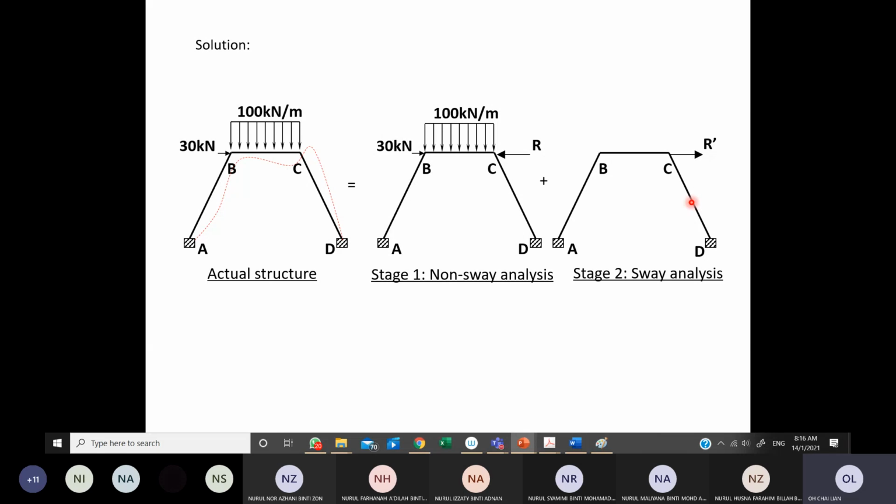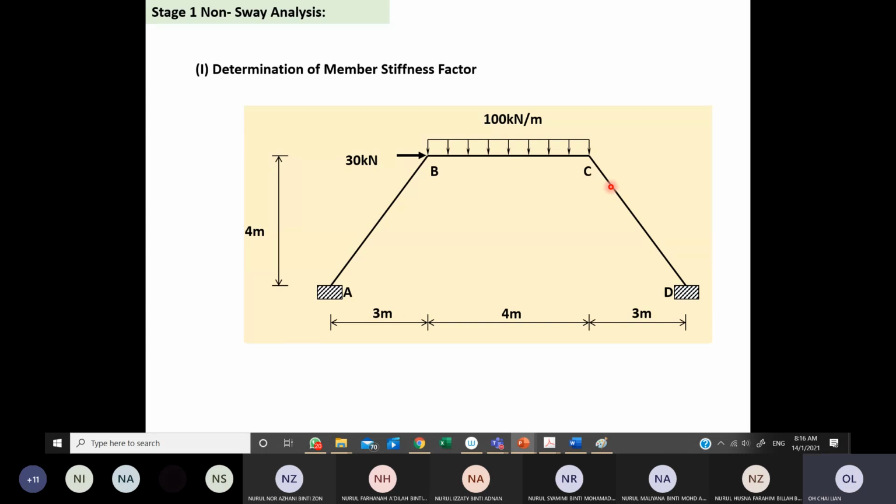Okay, so this deflection will cause fixed end moment. In this class today, we are going to have a look at how to determine the fixed end moment due to deflection. Once you get to know this concept, we are going to start with stage 1, non-sway analysis. Because we need to put in the moment distribution table, we need to determine the distribution factor. Before that, we need to determine the member stiffness factor.